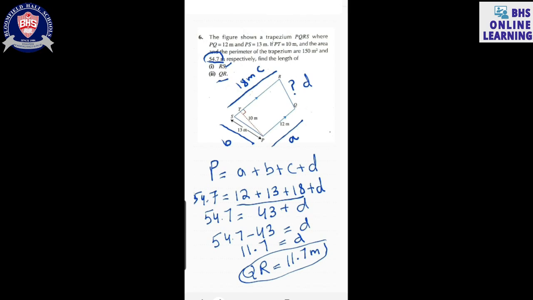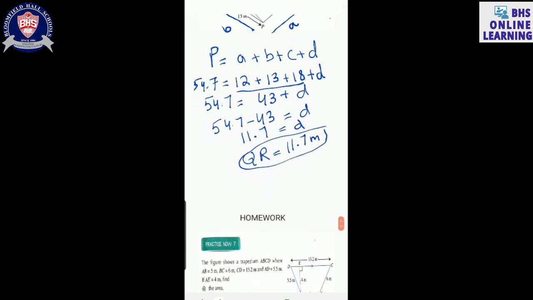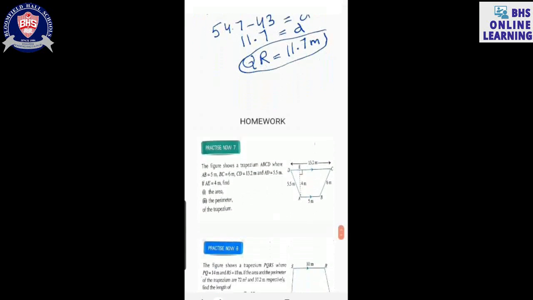So I hope this video helped my students to calculate the area and the perimeter of a trapezium. Now I am assigning a few questions as homework. Students are supposed to do these questions in their notebook for further practice of area and perimeter of a trapezium. Thank you.